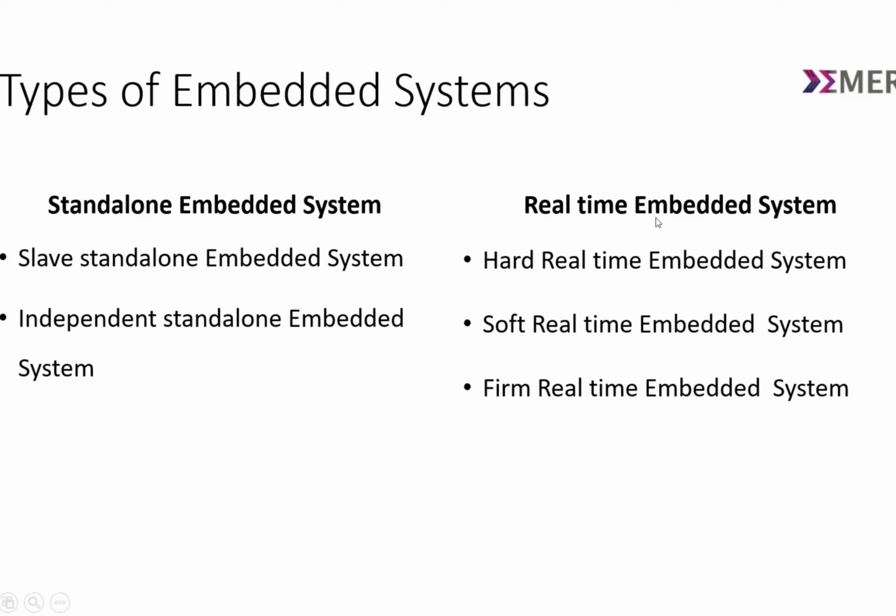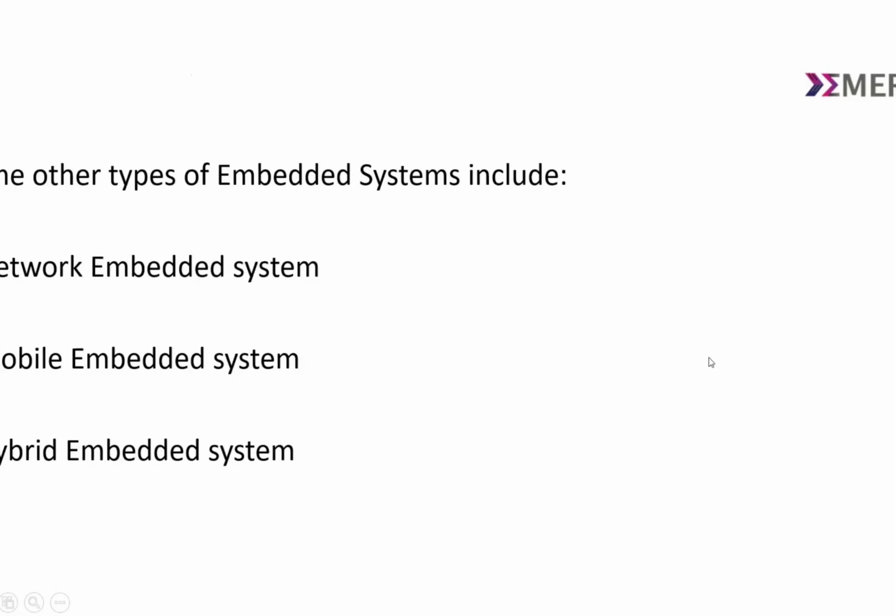In real-time embedded systems, we have hard real-time, soft real-time, and firm real-time embedded systems. Some other types include the network embedded system, like home automation projects, where we connect multiple devices together. And the mobile embedded system, like our phones and smart mobiles. And the hybrid embedded system, which is a combination of two types of embedded systems, like robotics and IoT, where we use different types of embedded systems and combine them.